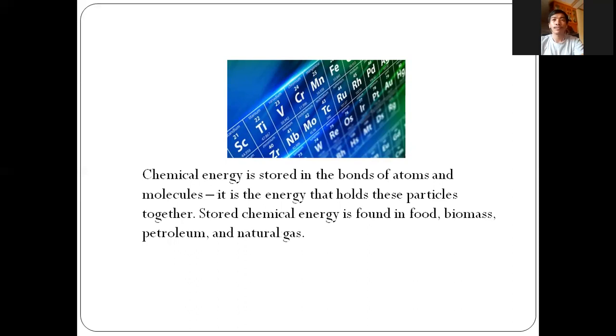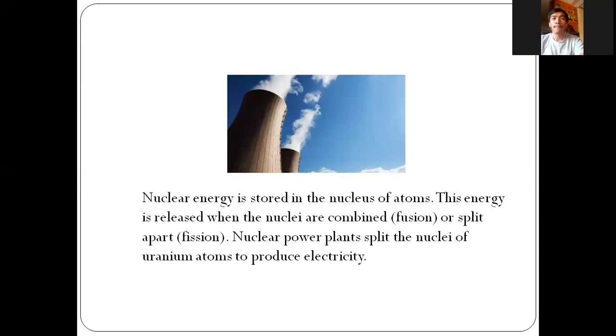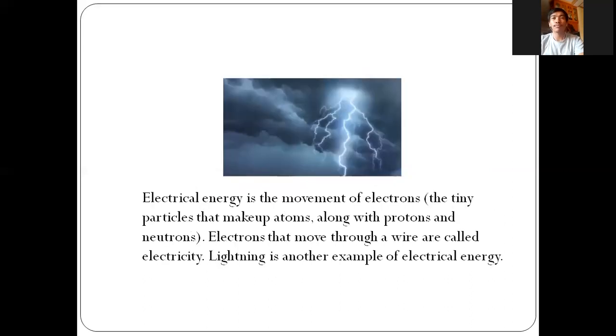Chemical energy. Chemical energy is stored in the bonds of atoms and molecules. It is the energy that holds the particles together. Chemical energy is found in food, biomass, petroleum, and natural gas. Nuclear energy is stored in the nucleus of an atom. This energy is released when the nuclei combine or split apart. Nuclear power plants split the nuclei of uranium atoms to produce electricity.